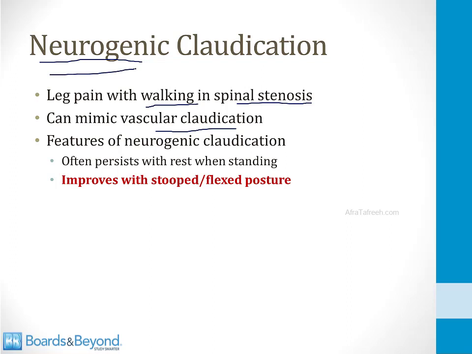There are some features that are useful for distinguishing neurogenic claudication from vascular claudication. So in neurogenic claudication from spinal stenosis, the pain in the legs often persists even with rest, especially if the patient is standing, and the pain will improve when they stoop or flex their posture, as I told you on the last slide. So when you're taking the history of someone with pain in the legs and trying to determine whether it's from vascular disease or spinal disease, these types of features of the pain are very important.